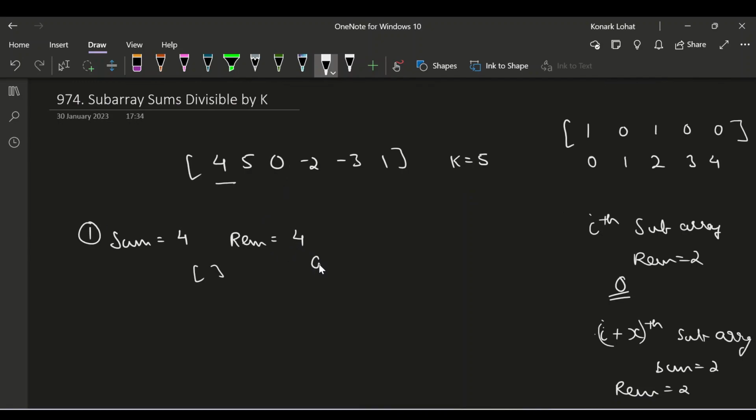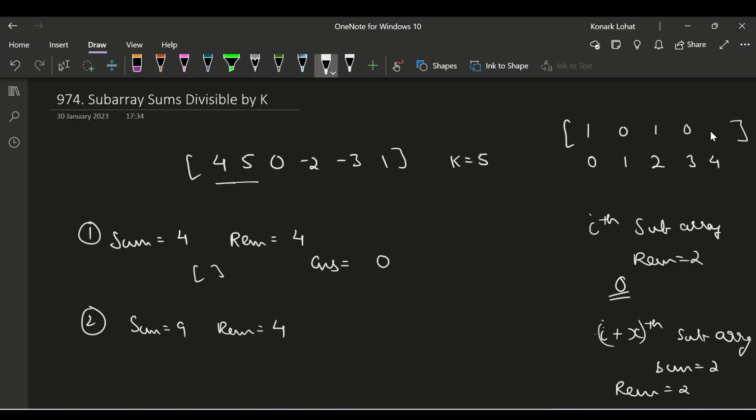So your answer will be equal to 0. At the second element, that is 5, at this point the sum is equal to 9, and the remainder is equal to 4 again. And if the remainder is 4 again, then it means there are subarrays that are divisible by k. So we can count them. And how can we count them? By taking a look at the previous subarray.